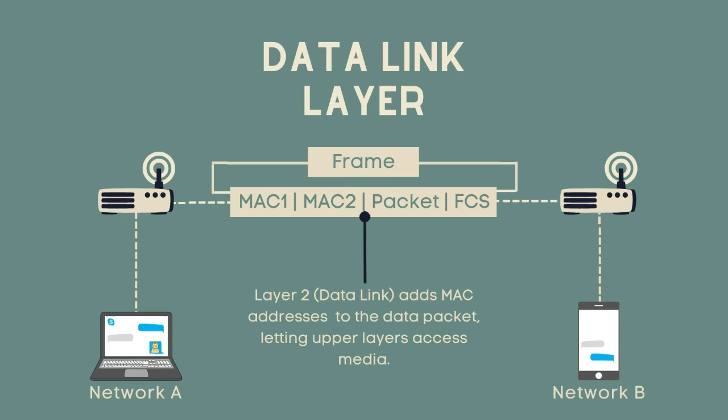Layer 2 enables frames to be transported via local media, for example copper wire, optical fiber, or air. This layer is embedded as software in your computer's network interface card, or NIC. In short, Layer 2 allows the upper network layers to access media and controls how data is placed on and received from media.